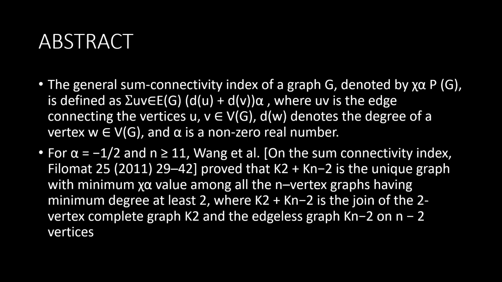For α equal to minus 1/2 and n greater than or equal to 11, Wang et al., On the sum connectivity index, Filomat 25, 2011, 29 to 42, proved that K2 + K̄(n-2) is the unique graph with minimum χ_α value among all the n-vertex graphs having minimum degree at least 2, where K2 + K̄(n-2) is the join of the two-vertex complete graph K2 and the empty graph K̄(n-2) on n minus 2 vertices.